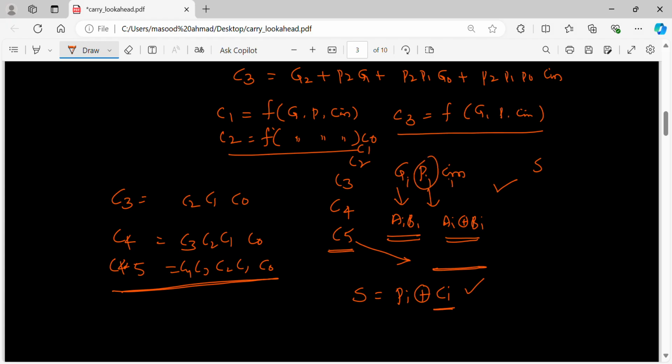Once I know the propagates, and the carry in to that particular stage, without depending on the carry to ripple, I can calculate my sum. This way of calculating the sum without depending on the previous carries, directly from Cin and generates and propagates, I am exactly getting my carry, and from that I am getting the sum. This way of calculation is known as a carry look ahead adder. Okay, this way of getting the carry is carry look ahead carry generation. So this is what exactly the carry look ahead adder.